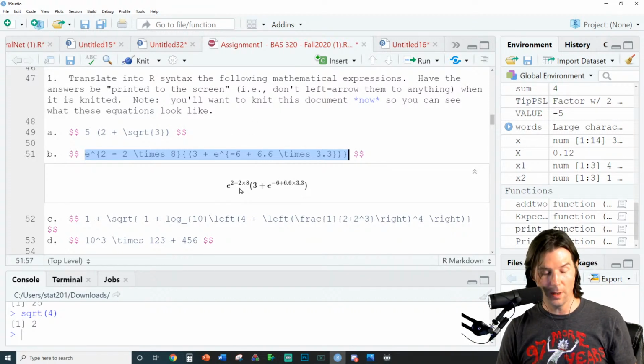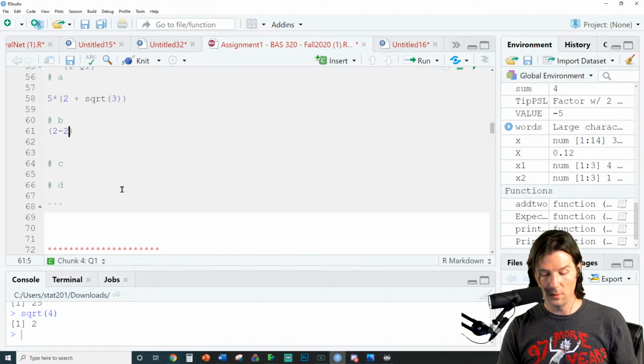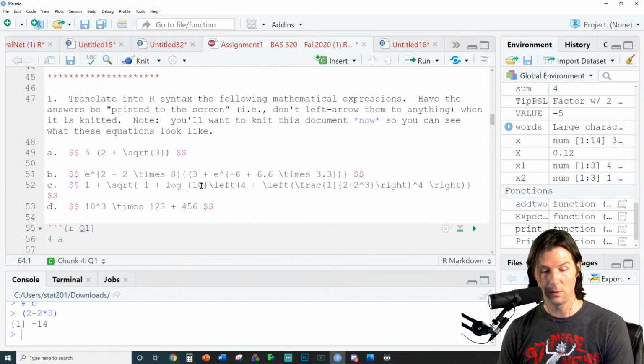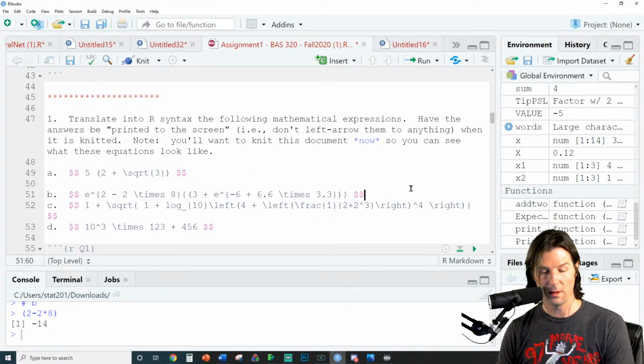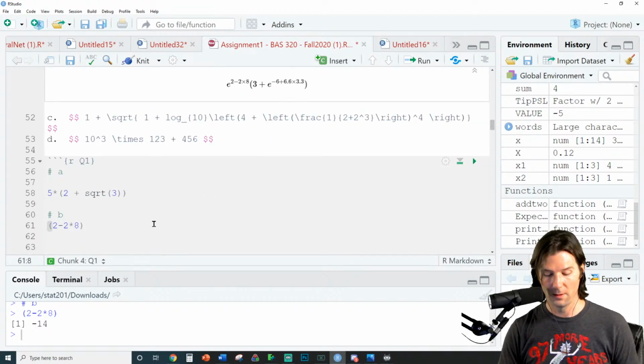We also have 2 minus 2 times 8. So I'm going to write that out. I'm going to write 2 minus 2 times 8. And that's -14. 2 minus 2 times 8, just written as it is. Once again, let's look at it right here. 2 minus 2 times 8, just as it is. Then we have -6 plus 6.6 times 3.3. So let's try to keep that in our head.